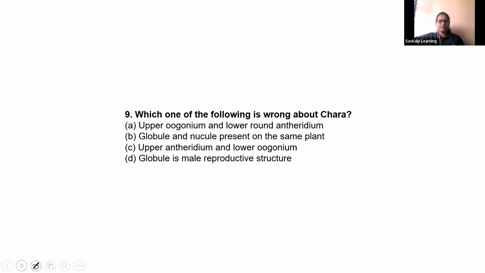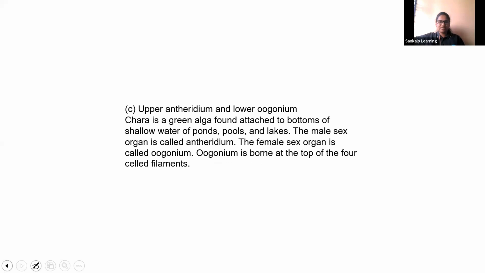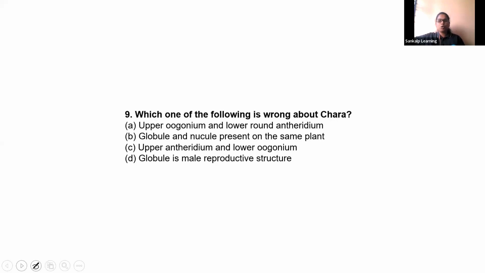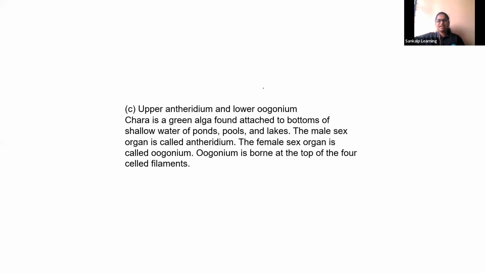So let us check the answer. The right answer is here, option C, that is upper antheridium, lower oogonium. That is the wrong statement. Why? Chara is a green algae found attached to the bottoms of shallow water of ponds, pools and lakes. The male sex organ is called antheridium. Female sex organ is called oogonium. Oogonium is borne at the top. Sorry, lower will be antheridium. So here, option C is a right answer.